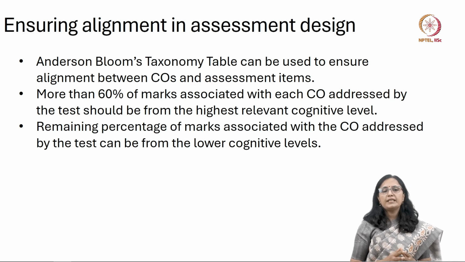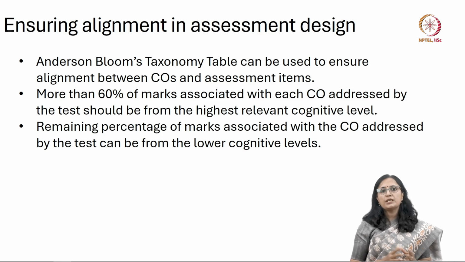Generally the thumb rule that one should follow is that 60% of the marks associated with each course outcome addressed by the test should be from the highest relevant cognitive level. So, what does that mean?